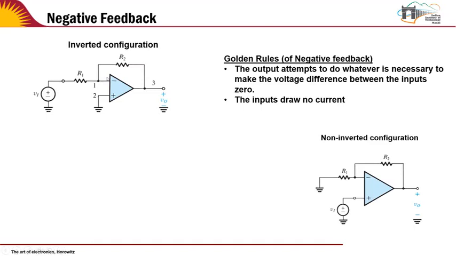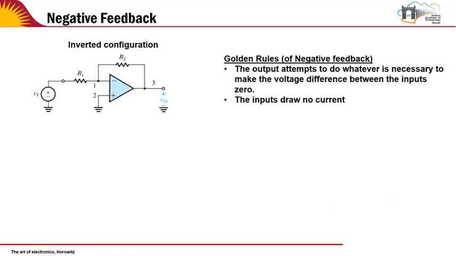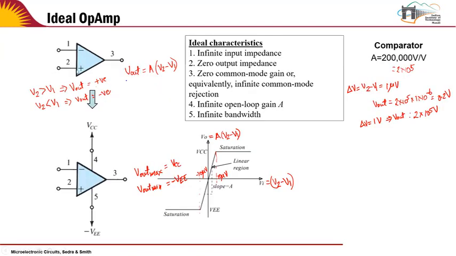Now, once you have the concept of negative feedback, there are some golden rules of the op amp for negative feedback. The first is that the output attempts to do whatever is necessary to make the voltage difference between the inputs zero. In the earlier comparator case, if V2 is greater than V1, the output will go to a positive number and saturate there. If V2 is less than V1, the output will go to a negative number and saturate there. But in this open loop case, V1 and V2 are unaffected. They're fixed. I'm giving, say, 1 volt here and 2 volts here, and it always stays as 2 volts and 1 volt.